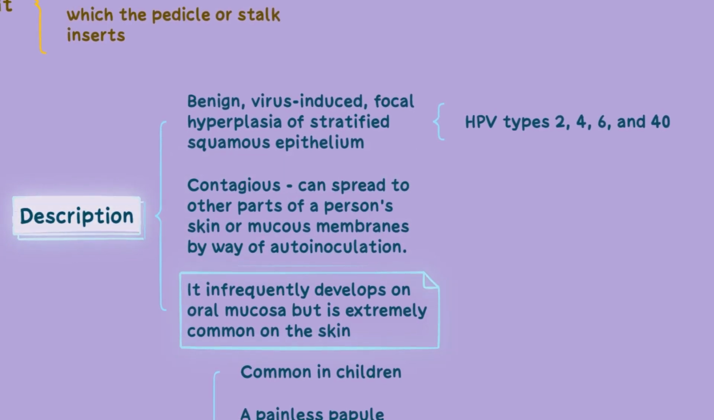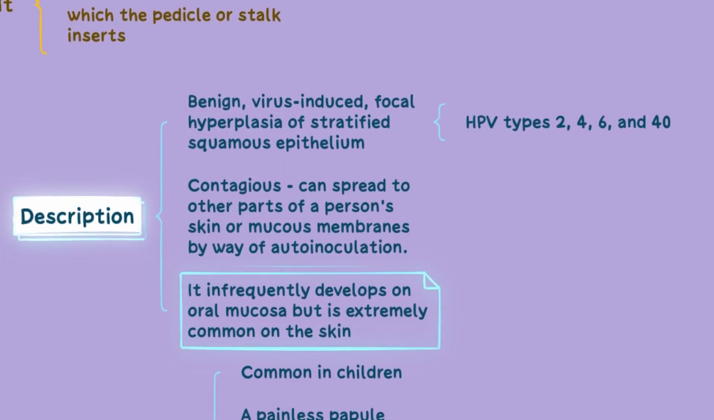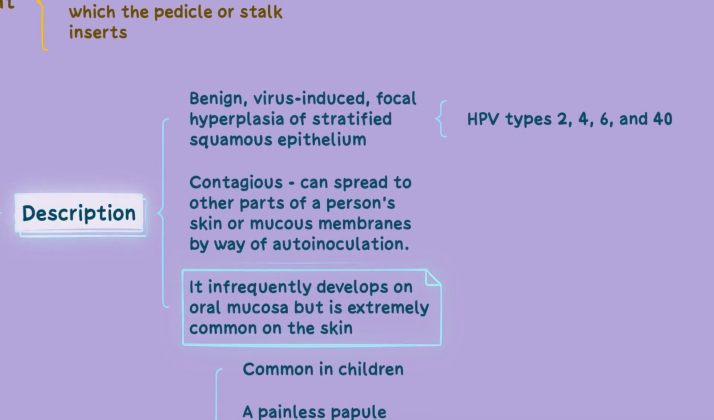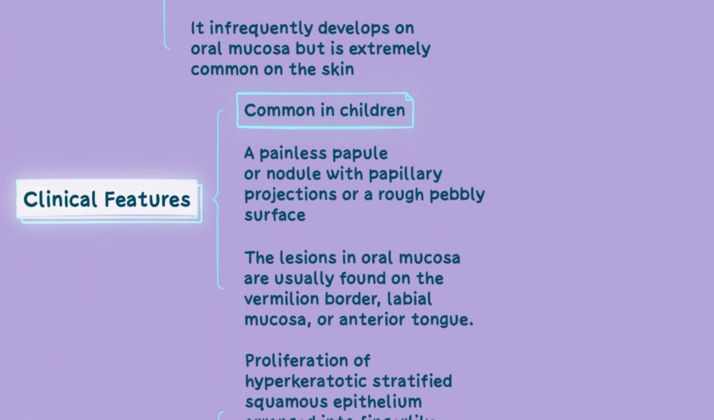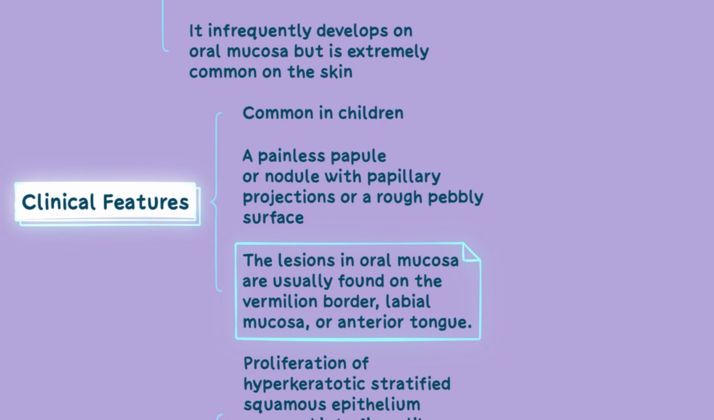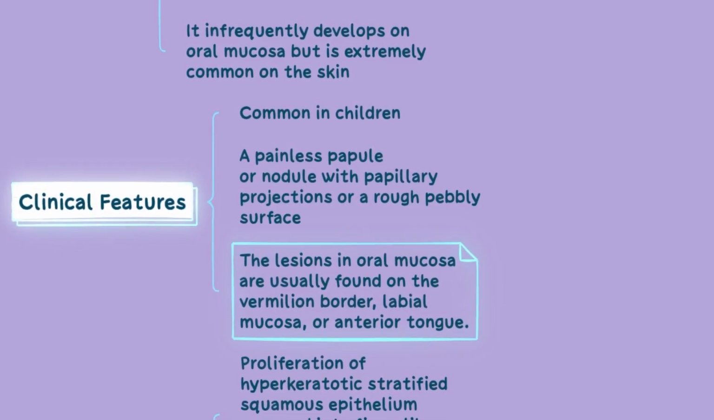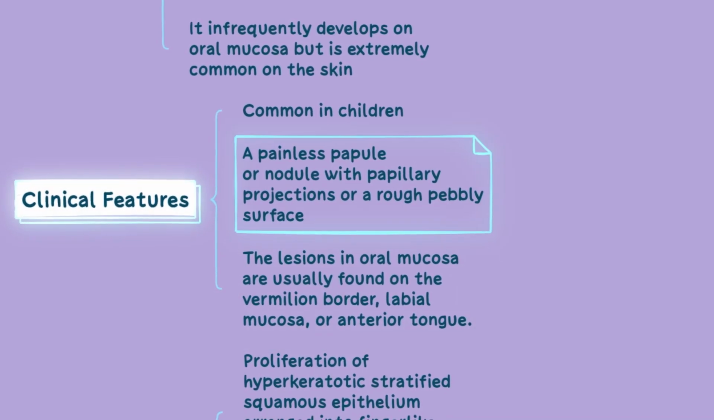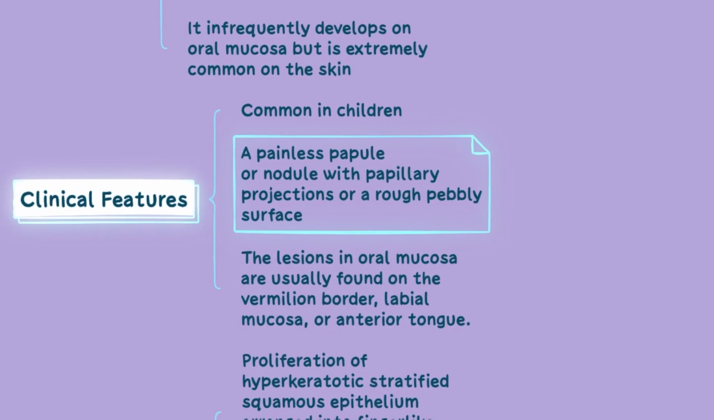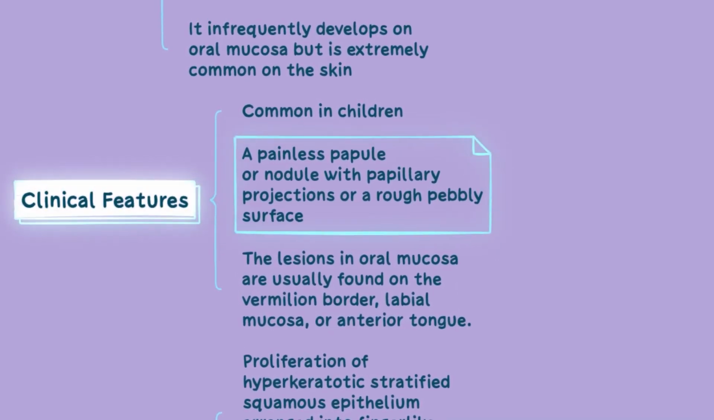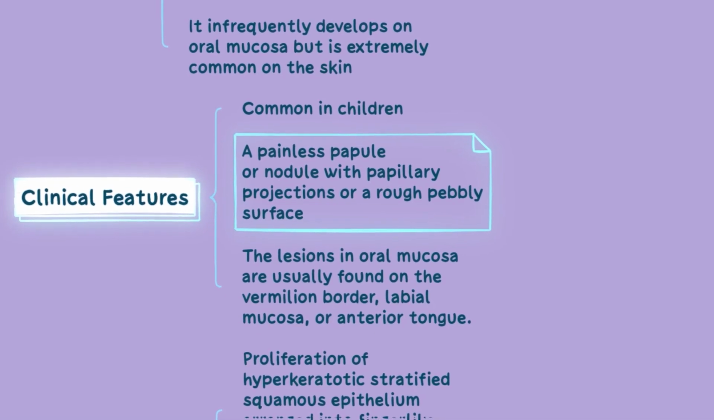In oral mucosa, Verruca vulgaris is relatively infrequent but extremely common on the skin, especially in children. The oral lesions are usually found on the vermilion border, labial mucosa, or anterior tongue. Clinically, a Verruca vulgaris appears as a painless papule or nodule with papillary projections or a rough pebbly surface.